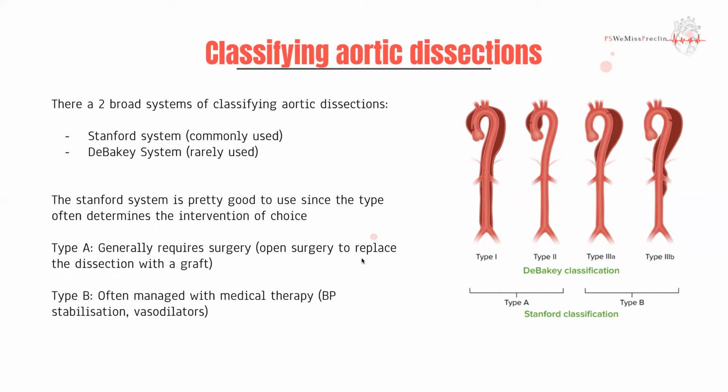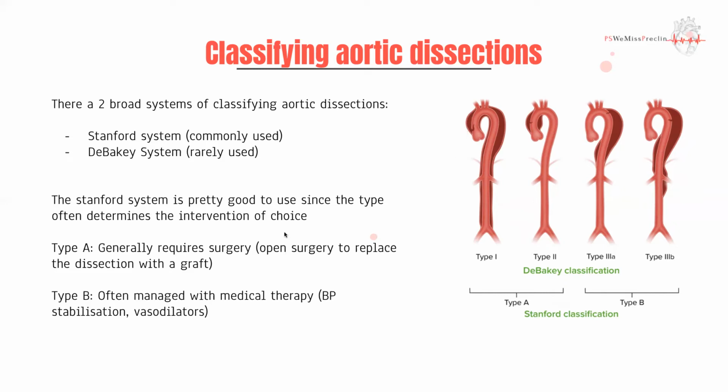The reason that's important when it comes to treatment is that type A aneurysms almost always require surgery. Now, this is going to be an open surgery to replace the dissection with a graft. So by actually repairing the inner lining and using an endovascular graft, we can prevent further blood flow from accumulating in the false lumen, and we close the lumen surgically as well.